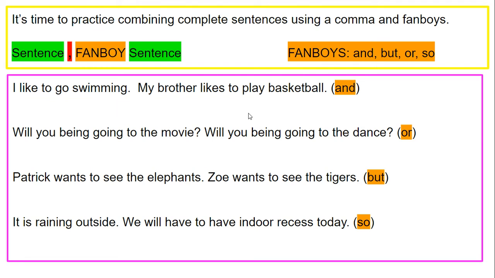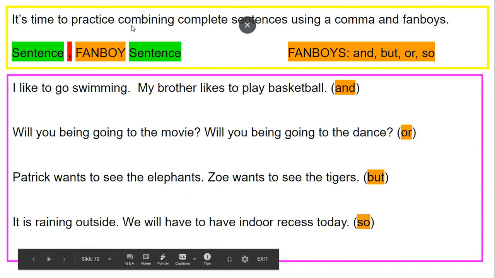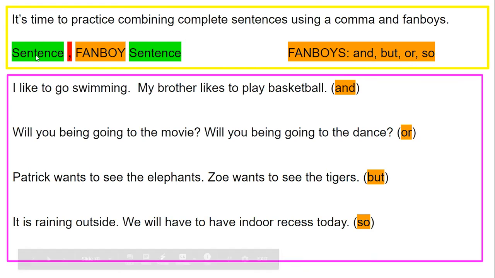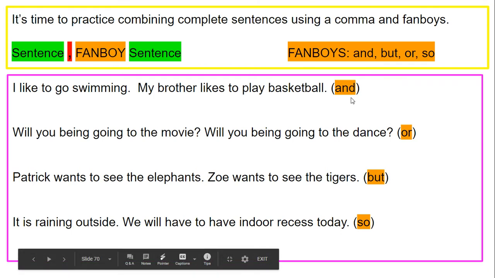Here is where you're going to practice taking two complete sentences. We've already written them out for you. And you're going to use a comma and a fanboy to make them a compound sentence, to combine them together. We don't want these short, choppy sentences all throughout our writing. We want to combine them into one smooth sentence. So here's your structure up here. You're going to take one sentence. Then you're going to take this period off and put a comma. You're going to insert one of these fanboys, and we've put the fanboy here that we would like for you to use. And then you're going to insert your second sentence.